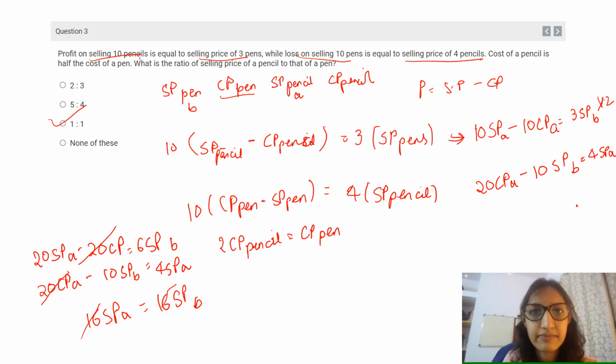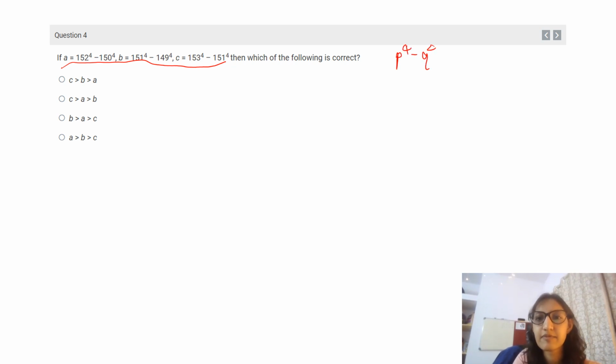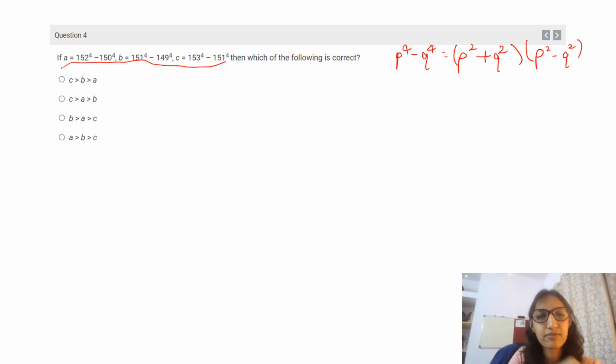Let's move on. Okay, so in this question we need to find the order of A, B and C. Now if you know p to the power 4 minus q to the power 4, this is p square plus q square into p square minus q square. So see, this just involves calculation. You can do it and come back in second round. It's not necessary to do it in first round, if you want to target all the easier questions first. So I'll just show you the approach and you can simplify it down so that we can move forward to the next question.